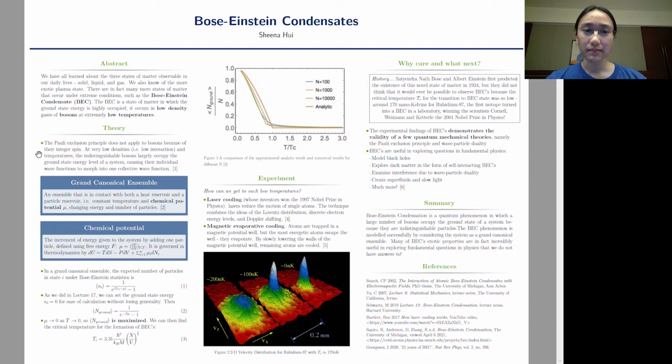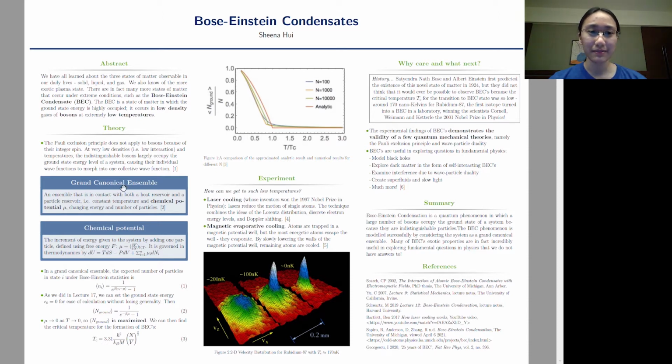So to understand the mechanism behind BECs, we recall the fact that bosons are not confined by the Pauli exclusion principle because of their integer spins. At very low temperatures and low densities, a large number of bosons can occupy the lowest quantum state of a system, and the microscopic individual wave functions interfere, becoming apparent macroscopically.